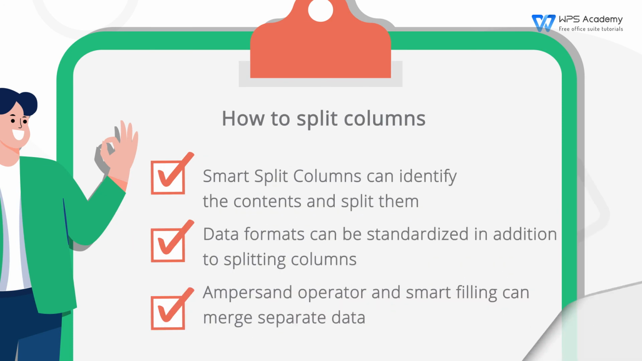This lesson is coming to an end. Now let's review the highlights we've learned. Smart Split columns can identify the contents and split them. There are 4 techniques for splitting columns based on text features: delimiter, text type, keyword, and fixed width. Data formats can be standardized in addition to splitting columns. For example, numerical dates can be standardized dates, and numerical formats can be turned into text formats. Ampersand operator and smart filling can merge separate data.